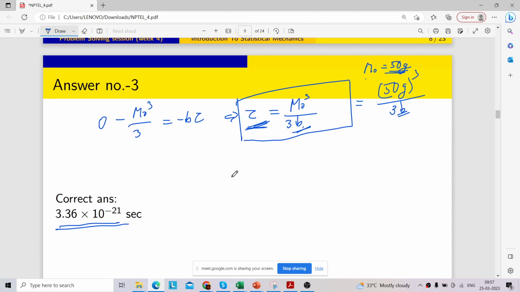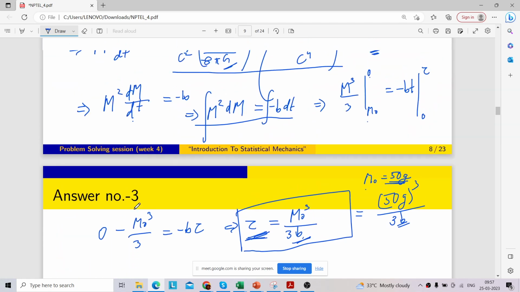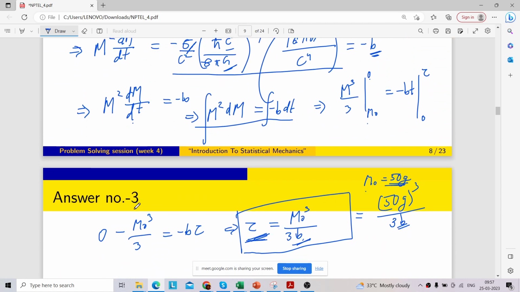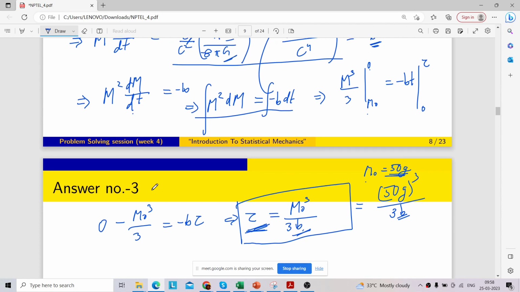So this is it. This is the solution. There is another way of solving this differential equation. If you want to calculate the mass of the black hole at a given time, you don't want to calculate the time period of this black hole, you just want to see after some time what is the mass of the black hole. So in that case, what can we do?